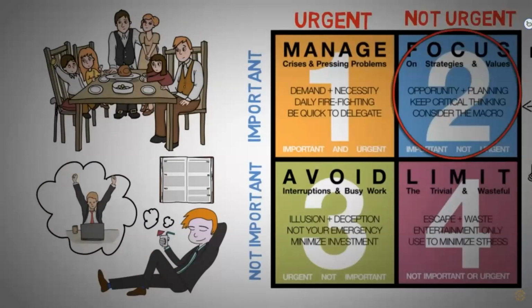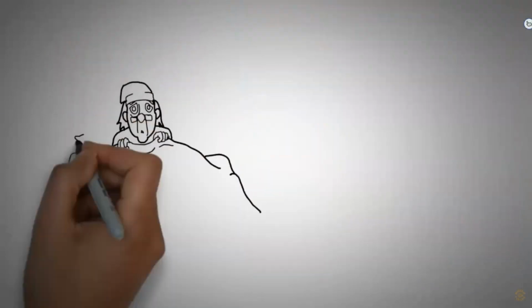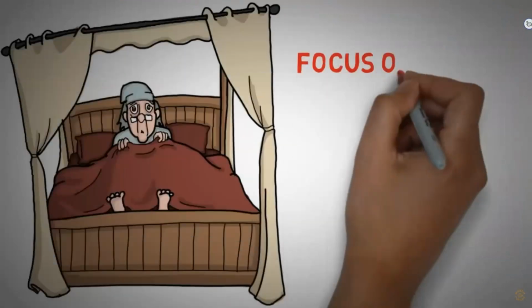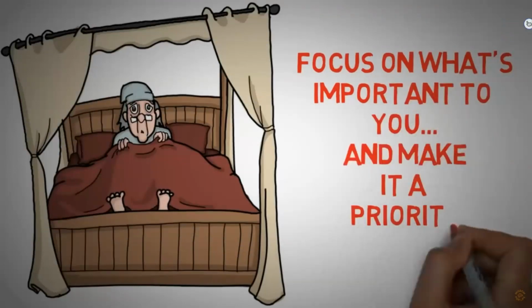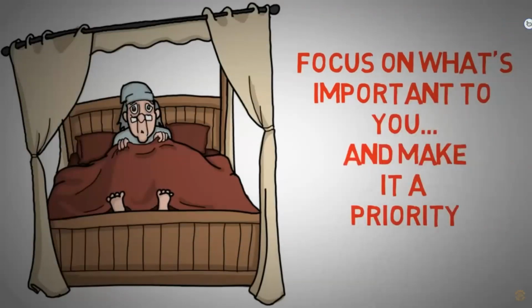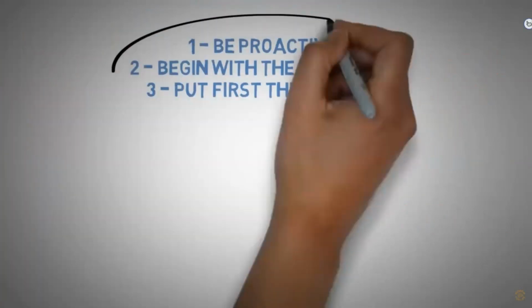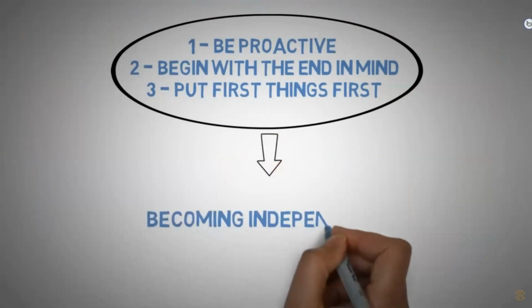I mean, if you look at these two different examples, it's a huge difference, right? No one on their deathbed wishes they spent more time at work or checked their Facebook more often, right? So again, focus on what's important to you and make it a priority. Commit yourself to it. Now the first 3 habits, be proactive, begin with the end in mind, and put first things first, are about moving you from being dependent to being independent.